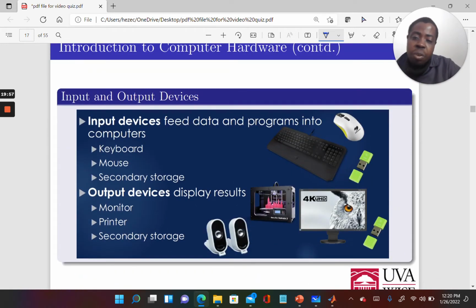And then you have input devices like keyboard, mouse, secondary storage. Then you have output devices: monitor, printer, secondary storage. Now, some secondary storage are input devices. They are also output devices. Okay? For instance, your flash drive is an input device, and it can also be an output device. For instance, you can input data from your flash drive, and you can also write to it. Okay? So some secondary storage can be used as input and output devices. Some, not all.